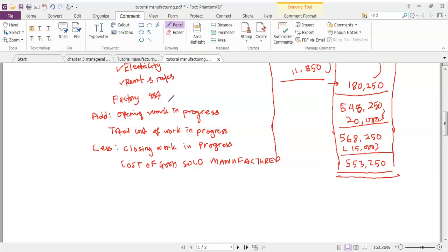Okay, ingat lepas kita dah tambah dengan factory overhead, kita akan dapat factory cost. Lepas tu, last kali tu kita kena tambah dengan work in progress, dan tolak dengan closing. Tambah dulu opening campur dengan factory cost, dapatlah total cost work in progress. Lepas tu tolak dengan closing pula. Amount untuk closing work in progress 15,000. So you will get cost of goods sold manufactured, that is 553,250. Okay, can you follow class?